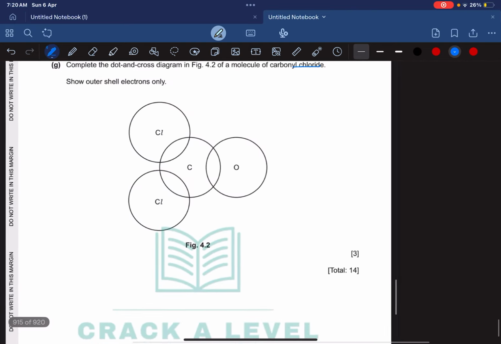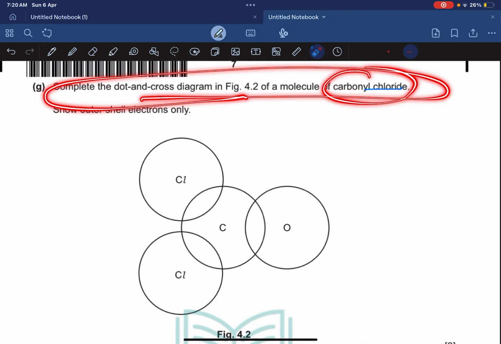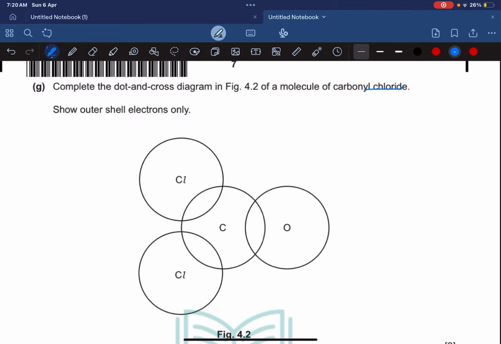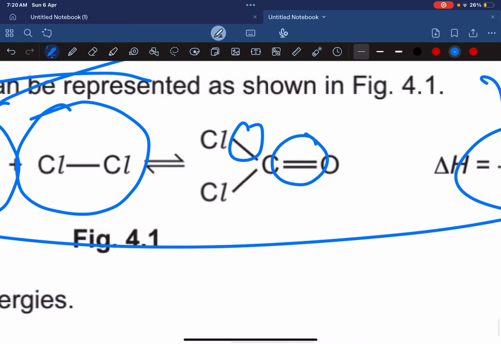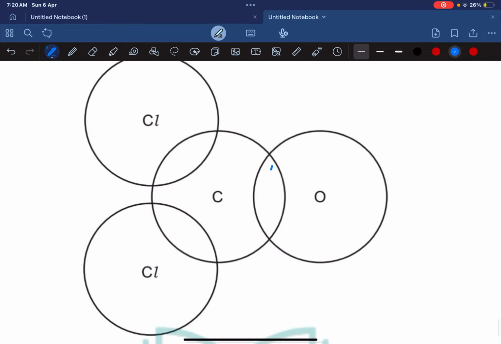Asha, let's move on. Complete the dot and cross diagram in figure 4.2 of a molecule of carbonyl chloride. Show the outer electrons only. Basically, we know that in carbonyl chloride there was a double bond with oxygen and single bonds with chlorine. Carbon double bond with oxygen, single bond with chlorine. We're just going to do the same thing.